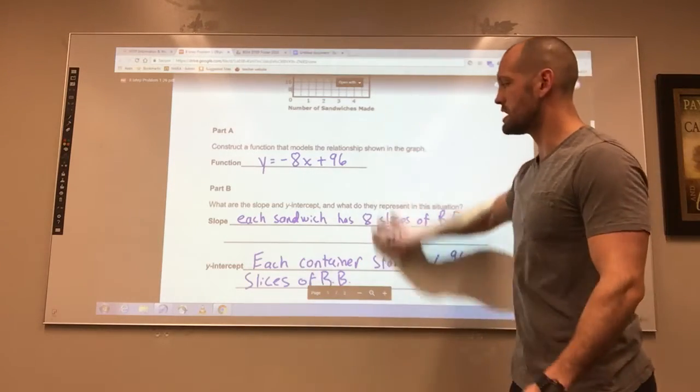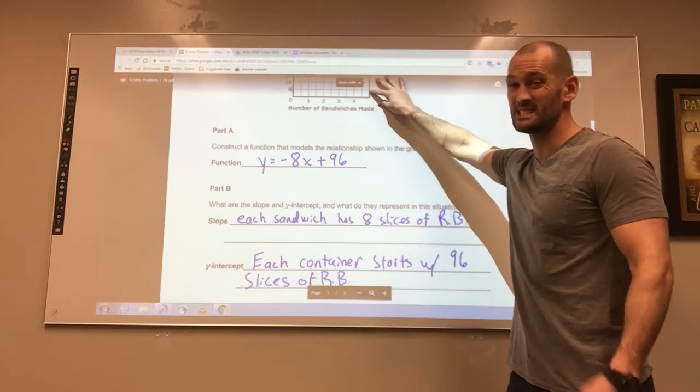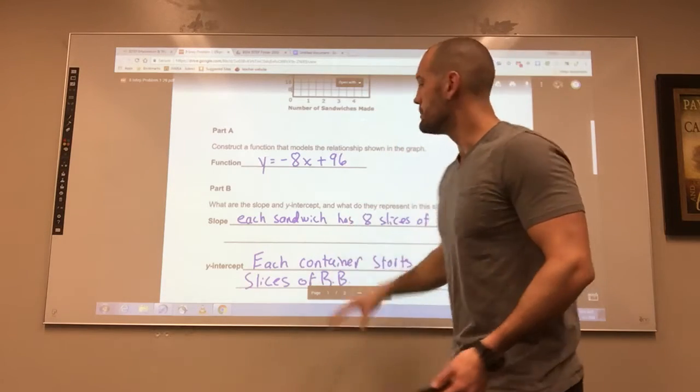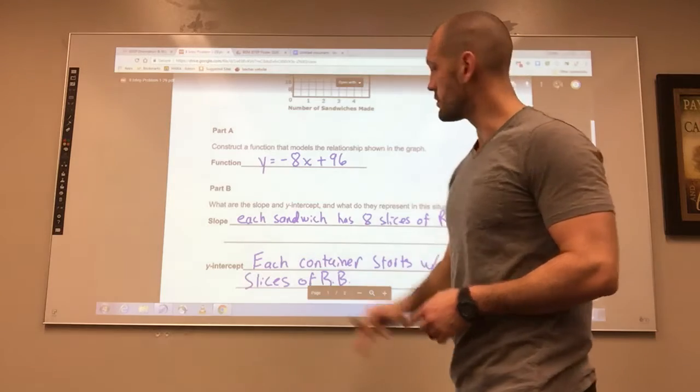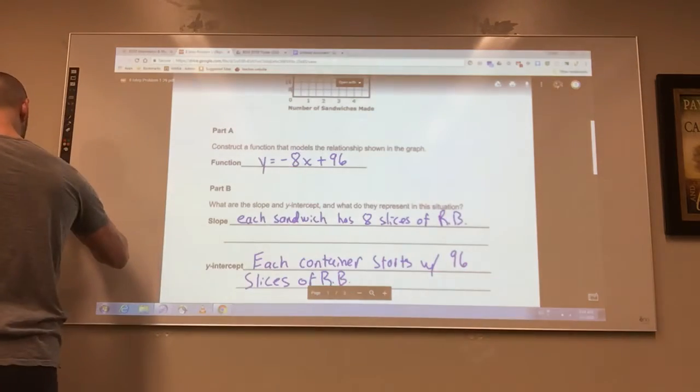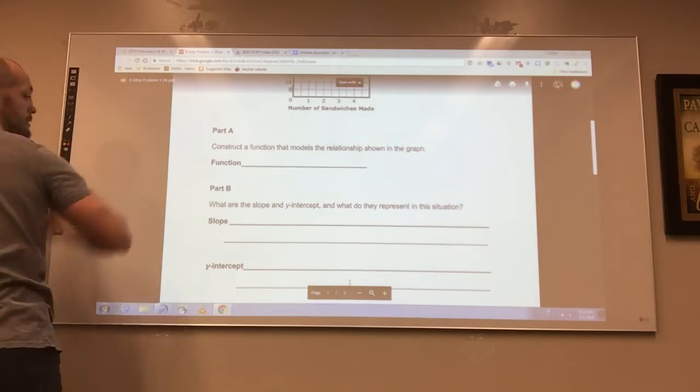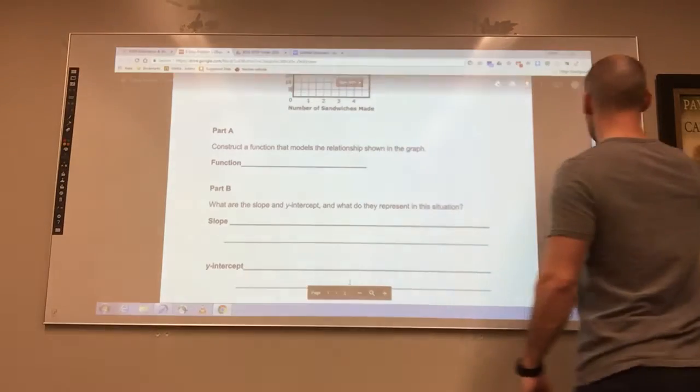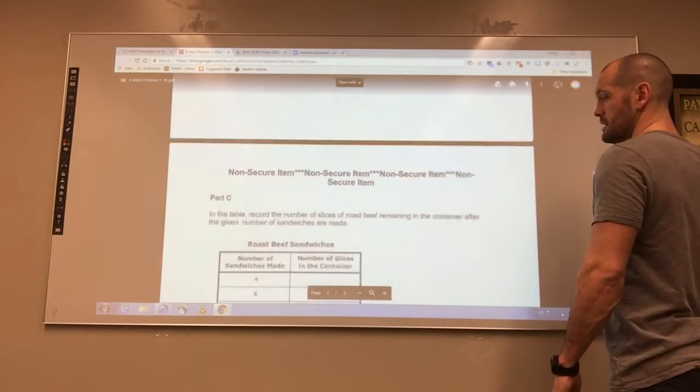Part of it was the creation of it and understanding and interpreting graphs. That's a big thing they test in the ISTEP. But now let's see how they want us to use it. All right, I'm going to get rid of this. When I scroll, what are they asking me next?